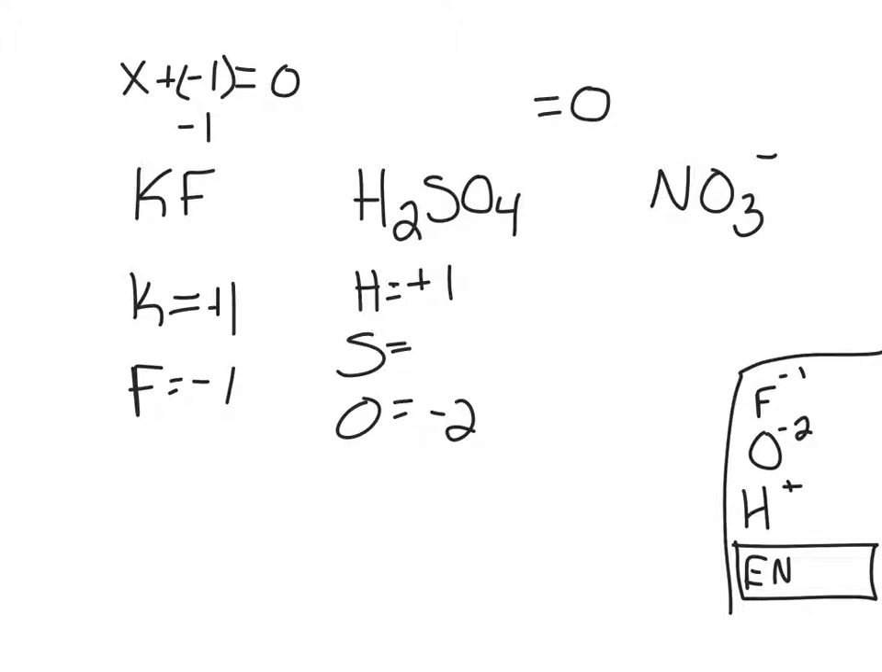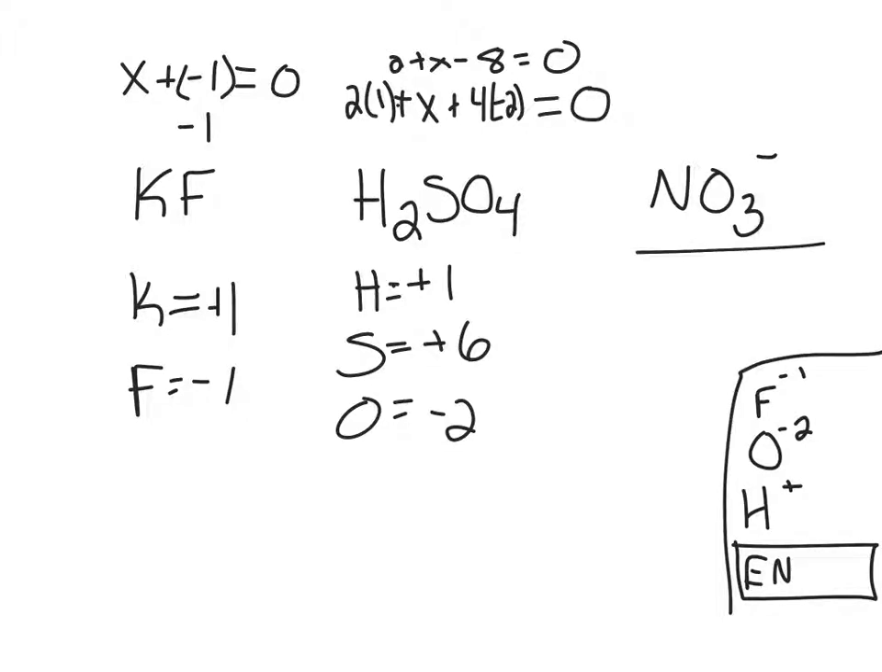So I have 4 oxygens, so 4 times -2, plus sulfur, we don't know, so we'll make it an X, plus hydrogen, there's 2 of them, and they're +1 each. So we can clean that up, so I get 2 plus X minus 8 equals 0, and when I solve that, I see that sulfur is +6. So let's try this last one.